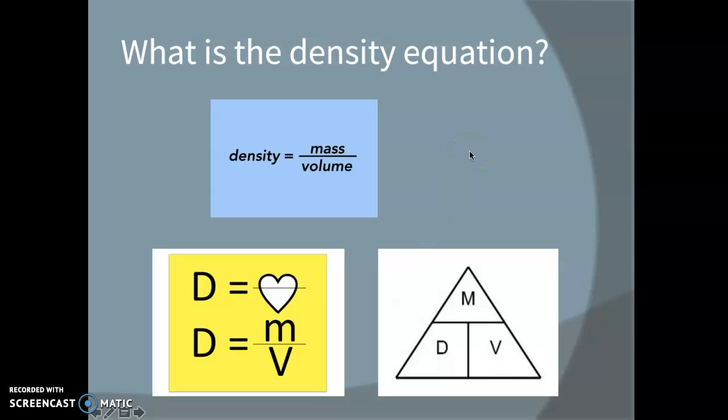Remember, pause at any point if you have to. So what is the density equation? Density is mass over volume. Make sure that you write down this triangle because we'll see it coming up. So pause here and then we'll move on.